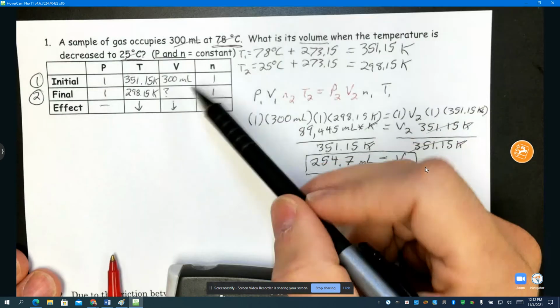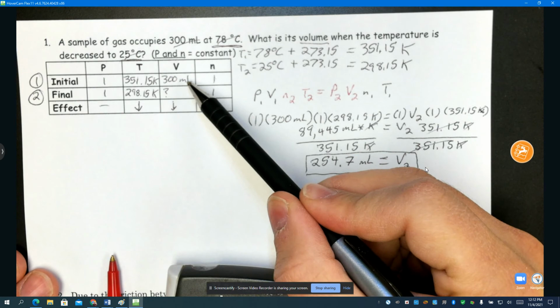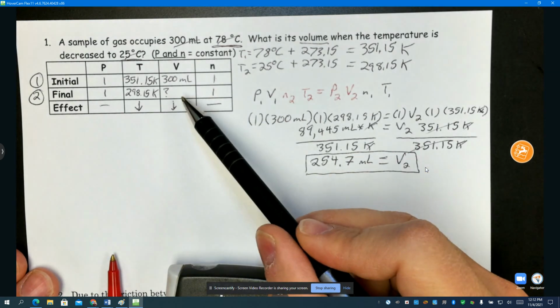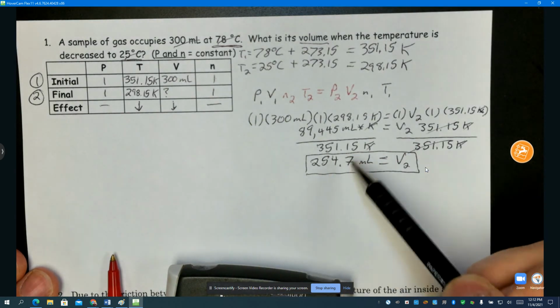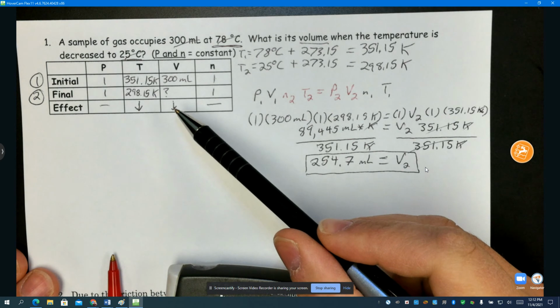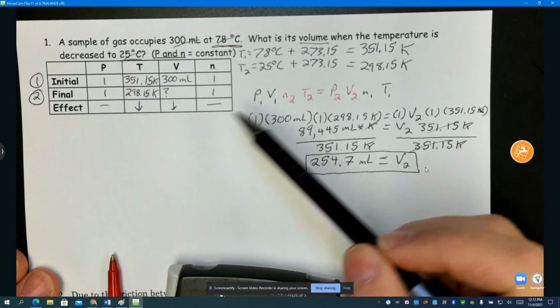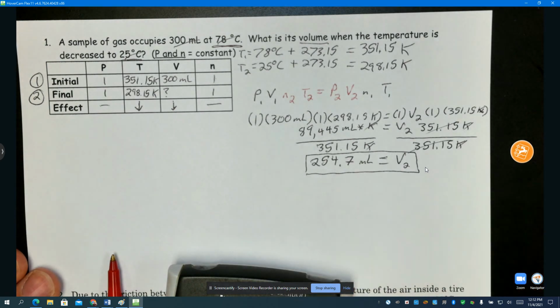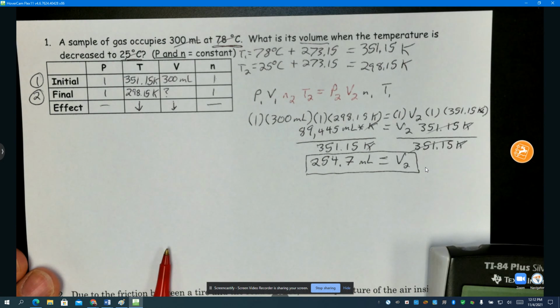Now we check our initial volume, 300 milliliters. We look at our predicted final volume. Hey, it did indeed go down. The IFE table does support what the math shows, and that sounds great.